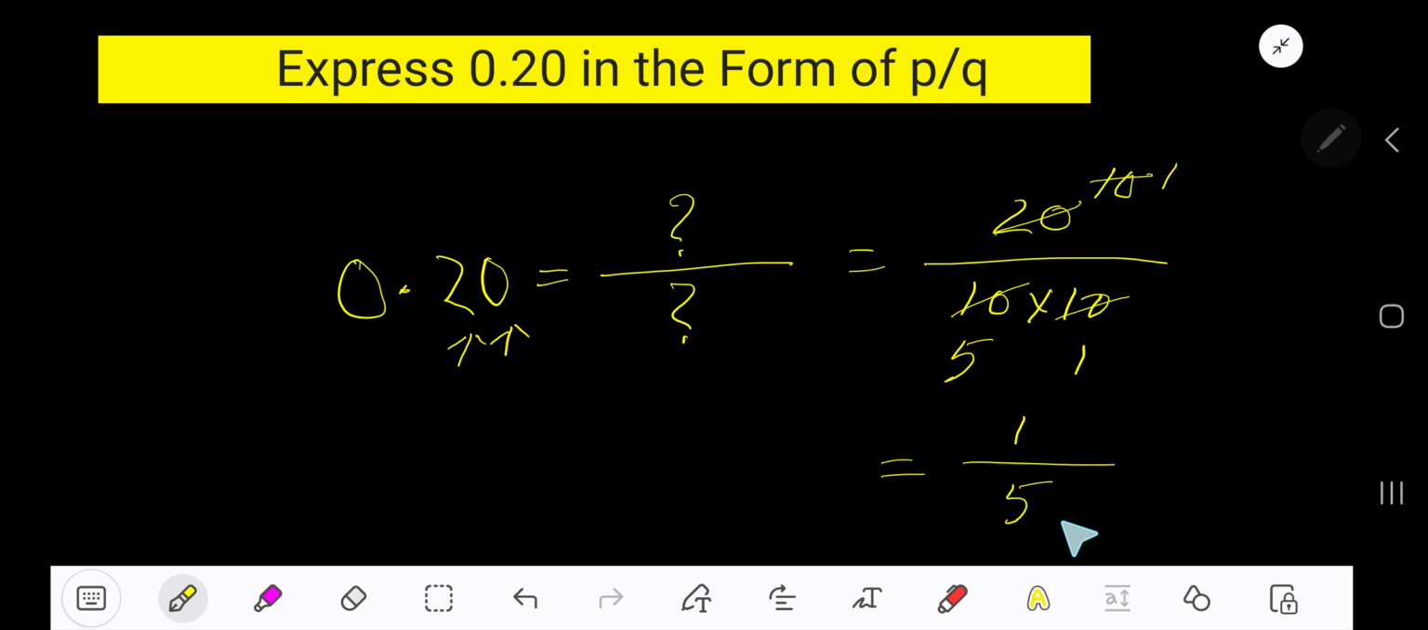The common factor between 1 and 5 is just 1, so if you divide 1 by 1, you'll get 1. If you divide this 5 by 1, you will get 5. So this is the lowest term.